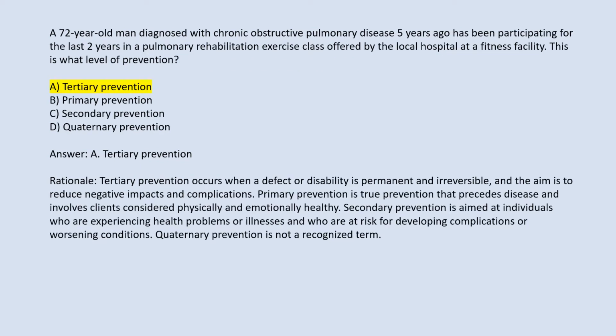Answer: A. Tertiary prevention. Rationale: Tertiary prevention occurs when a defect or disability is permanent and irreversible, and the aim is to reduce negative impacts and complications. Primary prevention is true prevention that precedes disease and involves clients considered physically and emotionally healthy. Secondary prevention is aimed at individuals who are experiencing health problems or illnesses and who are at risk for developing complications or worsening conditions. Quaternary prevention is not a recognized term.